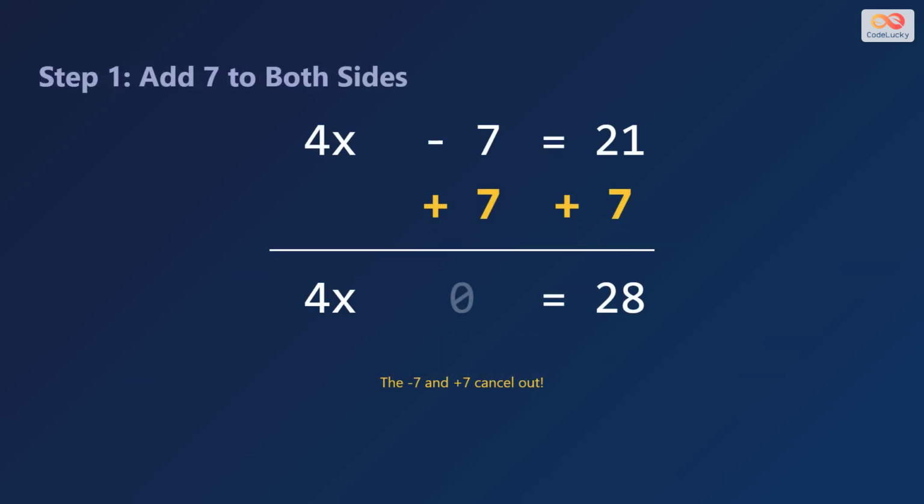Since we have minus 7, the inverse is to add 7. We add 7 to the left side, and we add 7 to the right side. The 7s on the left cancel out to 0. We are left with 4x equals 28.